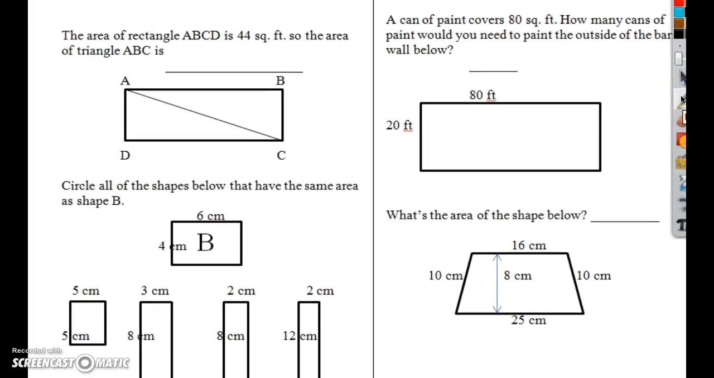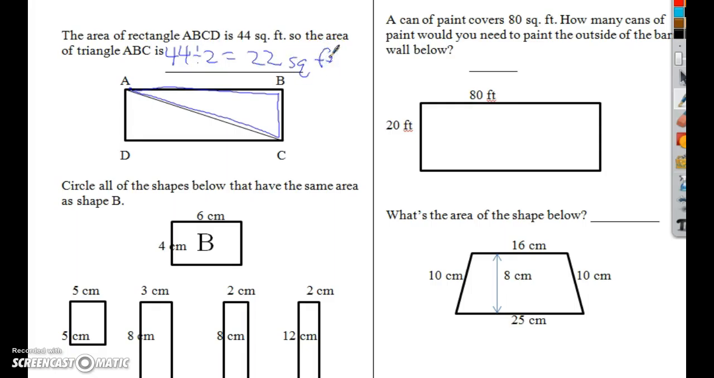The area of rectangle ABCD is 44 square feet, so the area of triangle ABC is what? Well, if the entire rectangle is 44, you can see we're cutting it down the middle, and ABC is half of this rectangle. So what's half of 44? 44 divided by 2, which is going to equal 22 square feet.